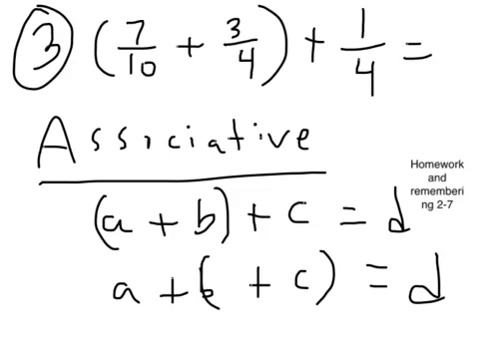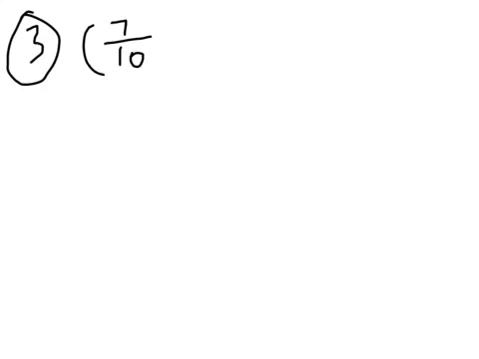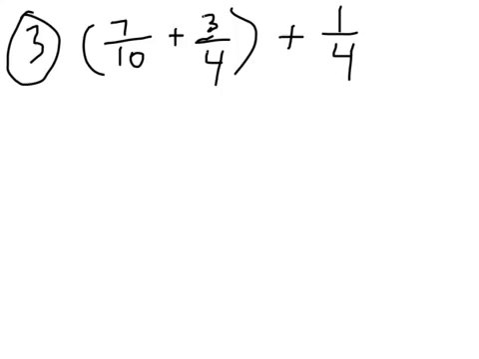We're going to go to a new blank slide here. So let me rewrite this original problem: 7/10 plus 3/4 plus 1/4. The 7/10 and 3/4 are like our A and B in the original problem on the previous slide, and the 1/4 is like our C. And our answer, which we don't know, is our question mark, or D.